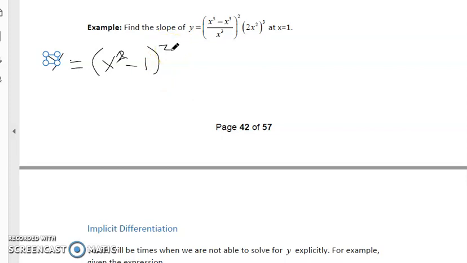In fact, that, folks, is just a binomial. Squaring that would not be difficult. x squared minus 1 times x squared minus 1 is actually a really simple binomial. And now if you look at the other part, people, that's just a monomial to the power of 3.